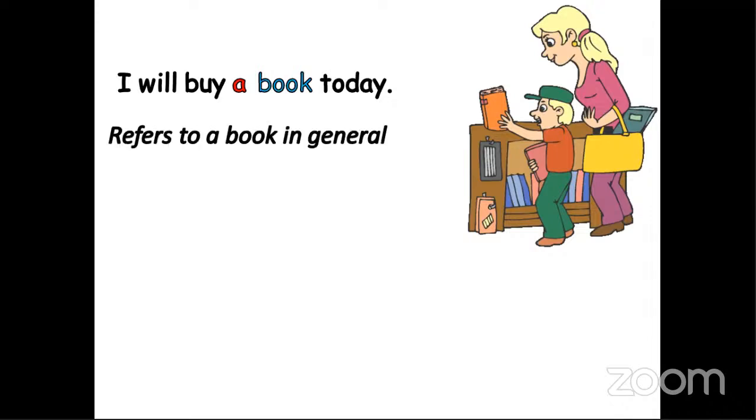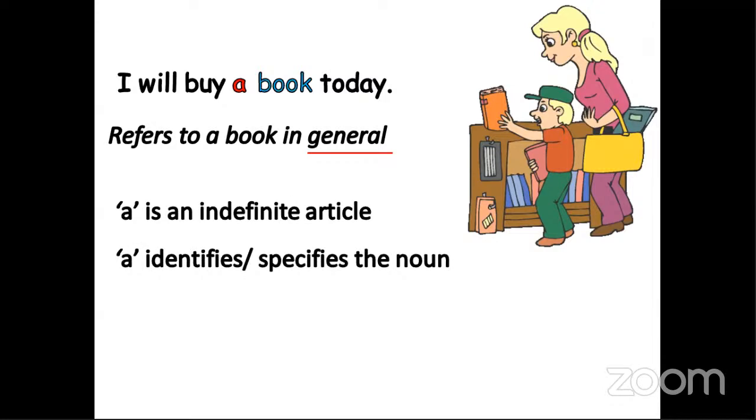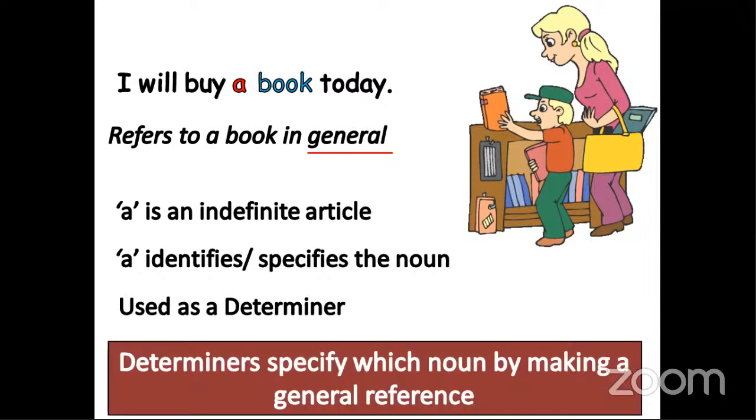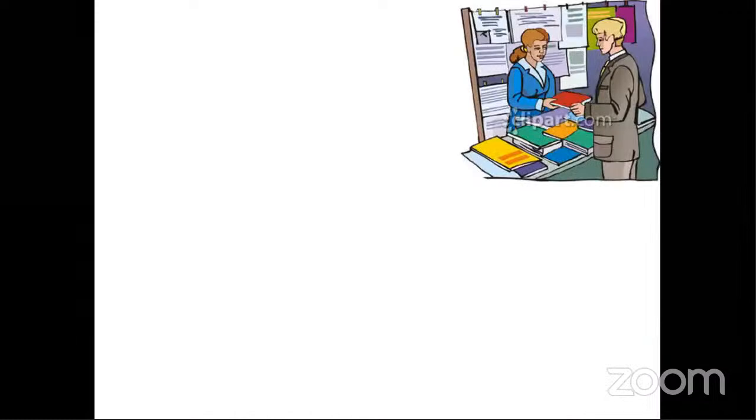We know that it is an indefinite article. Now, a, which is an indefinite article, identifies or specifies the noun book. The noun book is in some way specified, so it is used as a determiner. So we can say determiners specify which noun by making a general reference. Now, do determiners only specify a noun by making a general reference? Let us look at the next example.